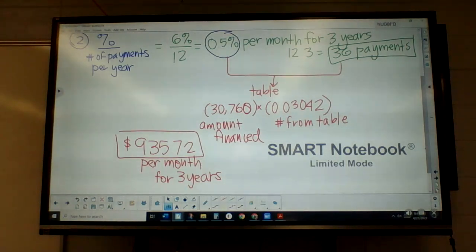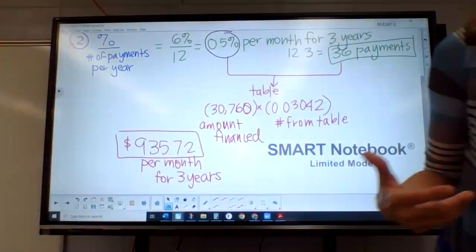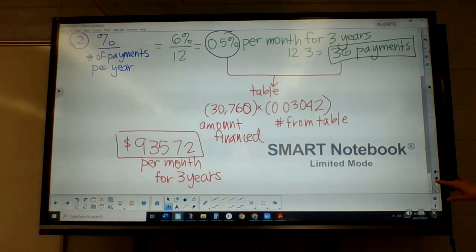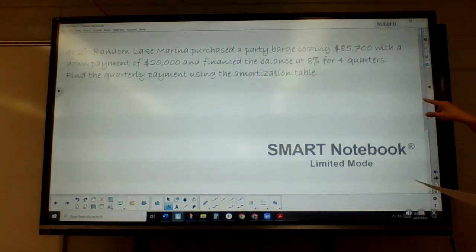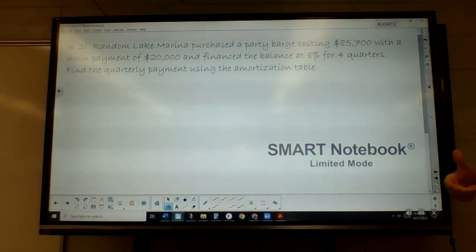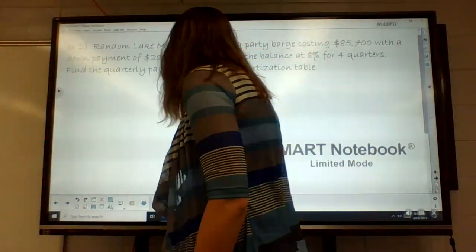Again, sometimes businesses or bigger companies might do this just because they can pay off things a little bit differently. They have more money accessible more often. Frank, are you good on that one? Yeah. Okay. So, again, we have to first figure out how much they're actually going to finance. So we're going to take off their down payment.